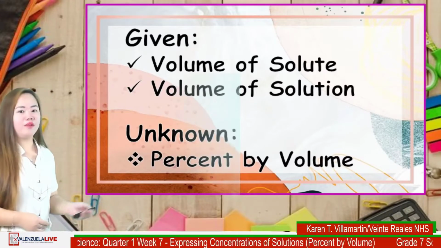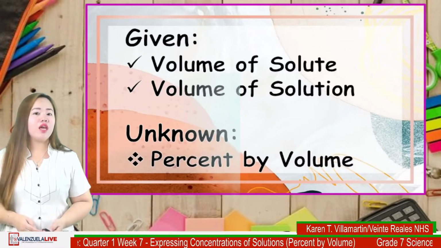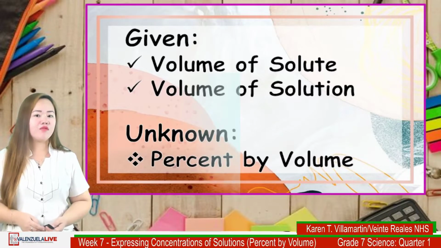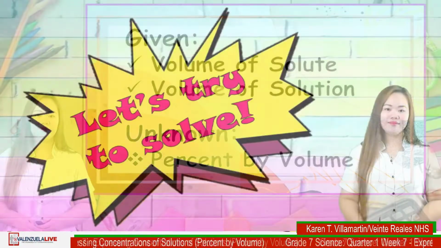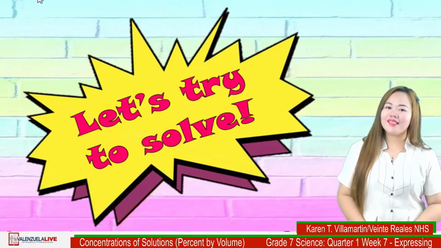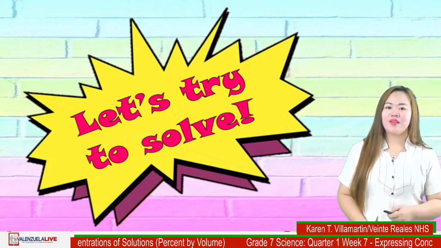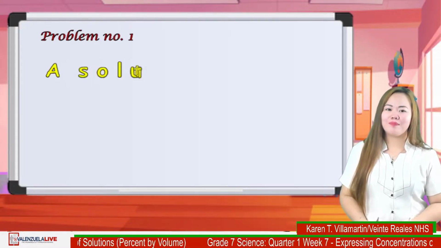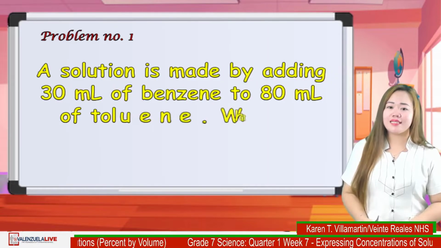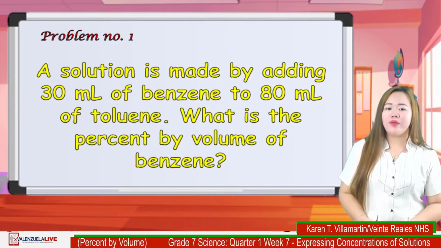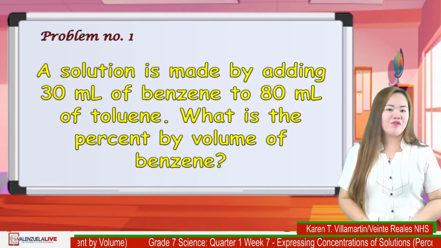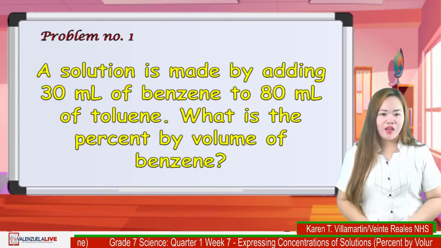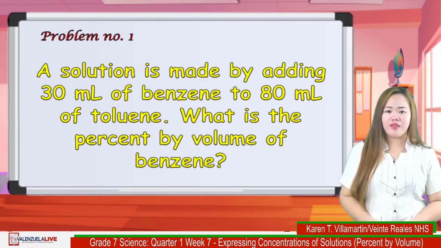In the first problem, volume of solute and volume of solution are already given, while percent by volume is unknown. Let us try to solve this. Problem number 1. A solution is made by adding 30 ml of benzene to 80 ml of toluene. What is the percent by volume of benzene?